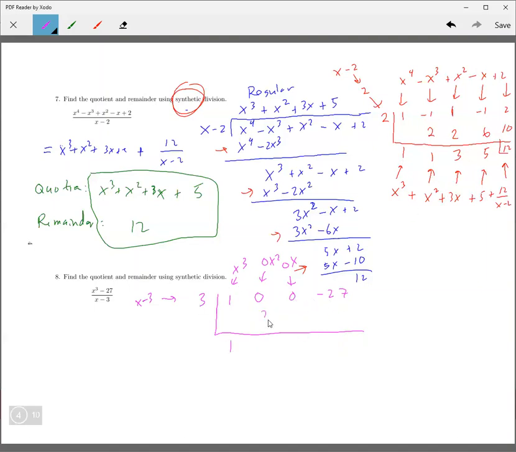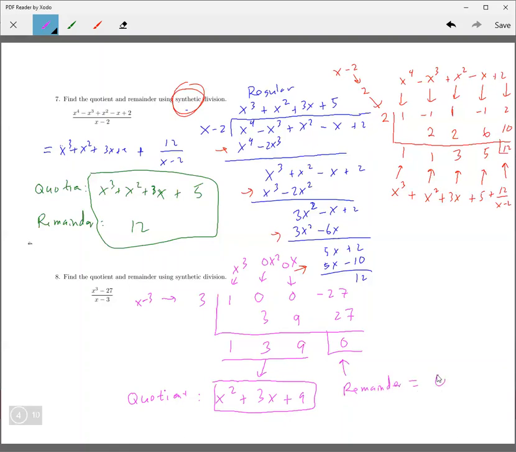Okay, so bring the 1 down, multiply. Add, that's 3. Multiply, that's 9. Add, that's 9. Multiply, that's 27. That's going to be 0. Okay, so for this one, from here, that gives you x squared plus 3x plus 9. That's going to be the quotient. And the remainder is 0.